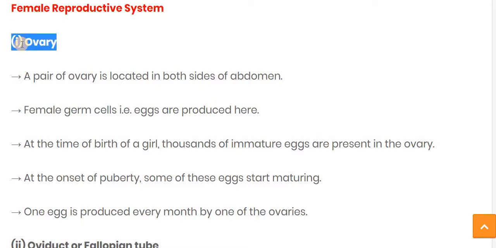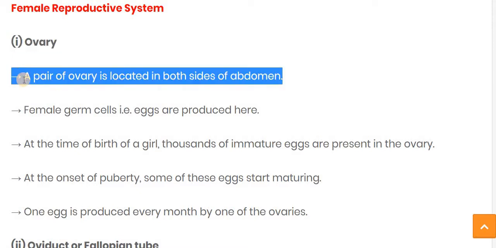The main female reproductive organ is the ovary. A pair of ovaries is located on both sides of the abdomen. So, write down the location of the ovary: a pair of ovaries is located on both sides of the abdomen.